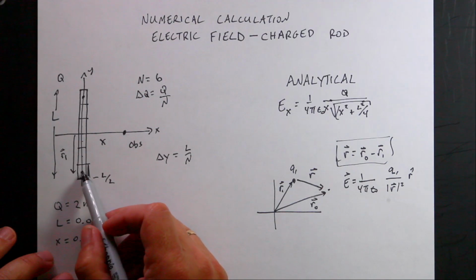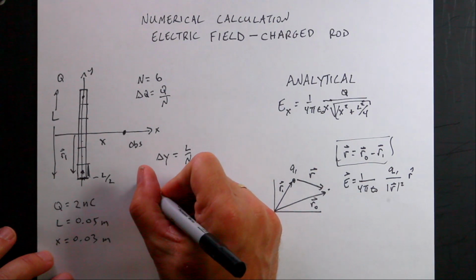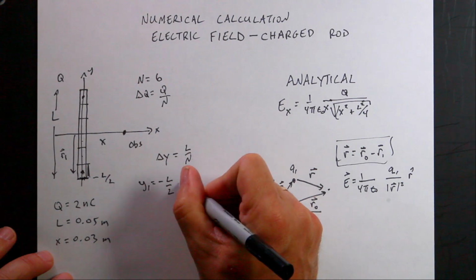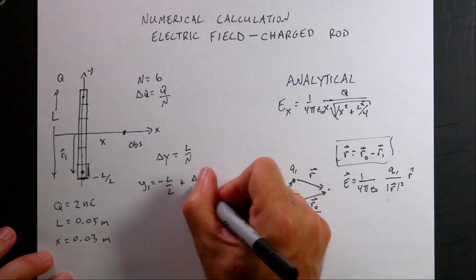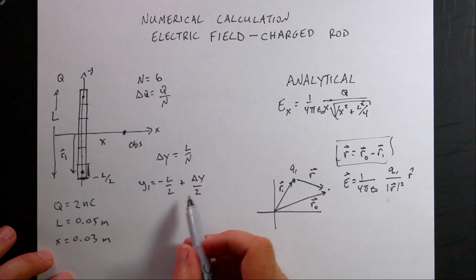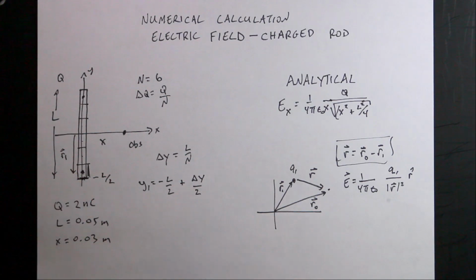Now I need to shift up a little bit, right? So I need to shift up half of the length of delta y. So that means y1 is going to be negative L over 2 plus delta y over 2. So delta y over 2 will shift that from this bottom up just a little bit.